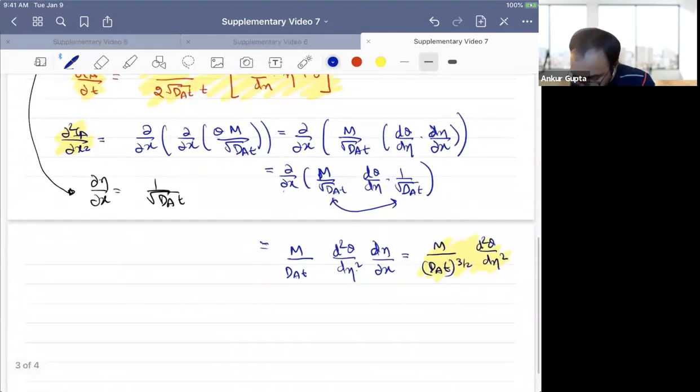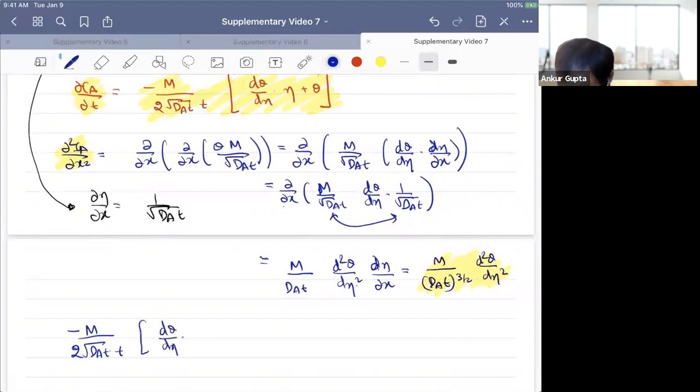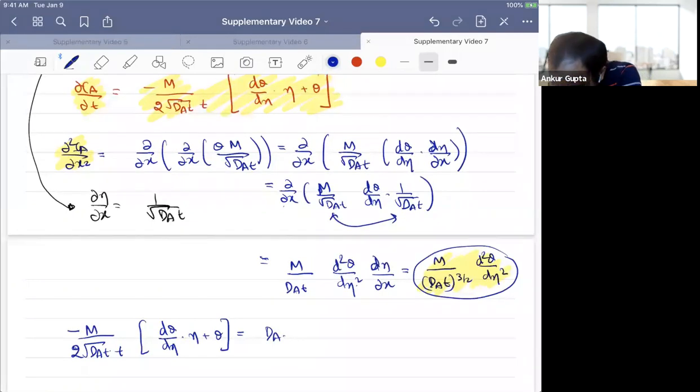So now let's compare. So our ∂C_A/∂t, we can substitute in the original equation, is minus M/(√2 D_A t · t)... that is, minus M by √(D_A t) times t, into dθ/dη times η plus θ, is equal to D_A times this term, because this is ∂²C_A/∂x², M/(D_A t)^(3/2) d²θ/dη².